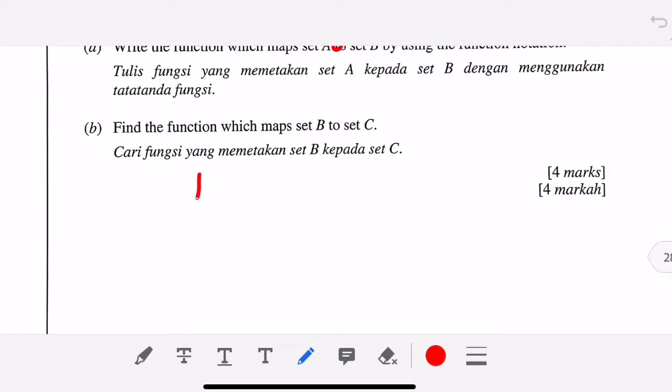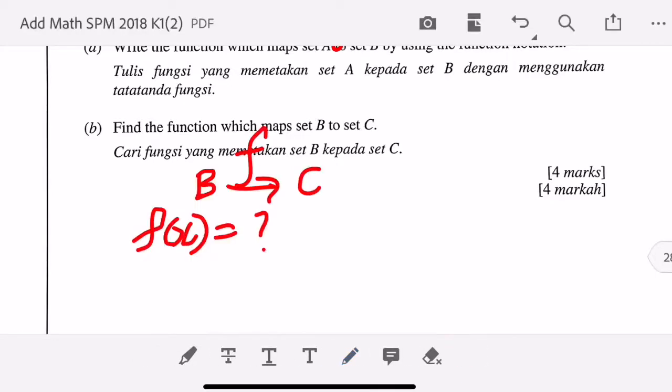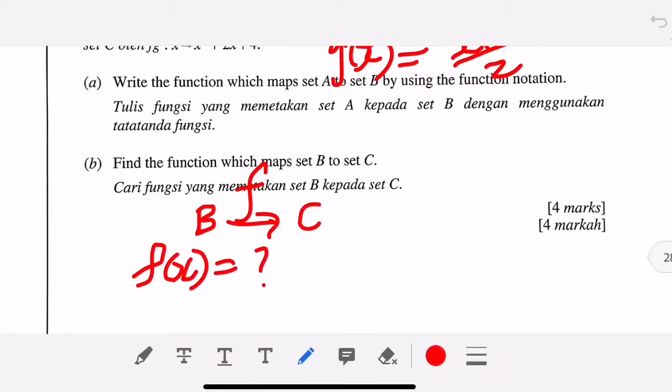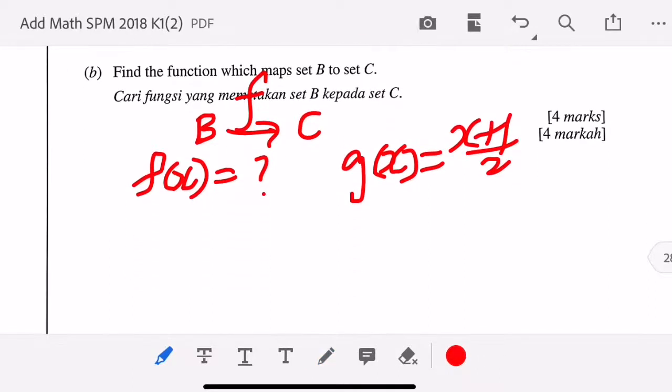Okay, so you let g(x) equal to y. Then you find your x, that is the inverse. Now I want to explain to you when B maps to C, that is f(x). So now we want to find the f(x). From the g(x), you write down g(x) equal to (x plus 1) over 2.